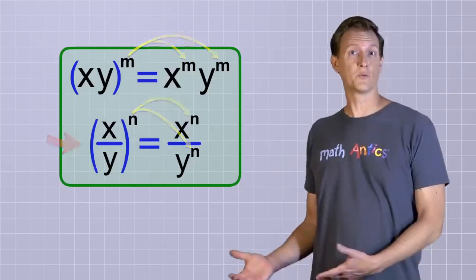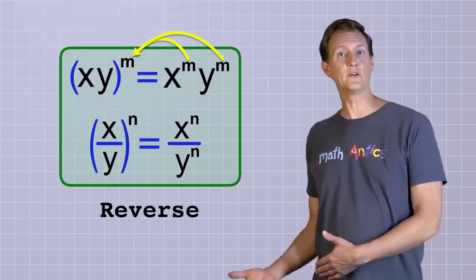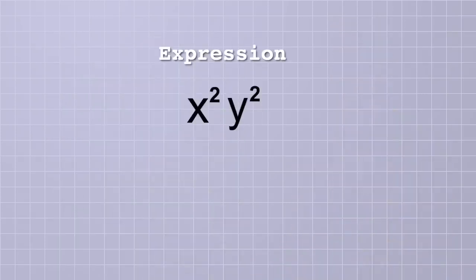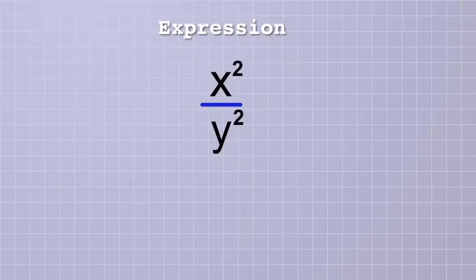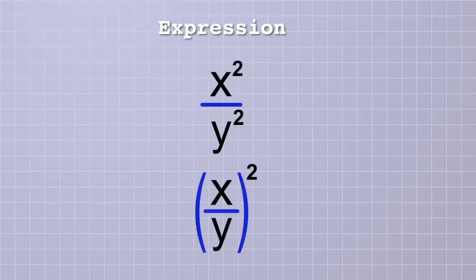Of course, these laws would work in reverse too, and you could undistribute the exponents if they're the same. For example, if you're given the expression x squared times y squared, you could rewrite that as the quantity x times y squared. And if you have the expression x squared divided by y squared, you could rewrite that as the quantity x over y squared.